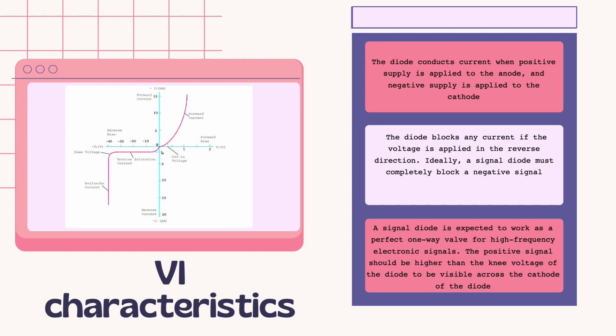So, a signal diode is expected to work as a perfect one-way valve for high-frequency electronic signals. The positive signal should be higher than the knee voltage of the diode to be visible across the cathode of the diode. Usually, communication and switching circuits operate at signals of 4 volts or higher. Therefore, a voltage drop of 0.3 volts for a germanium diode or 0.7 volts for a silicon diode has a negligible impact on the output signal levels.